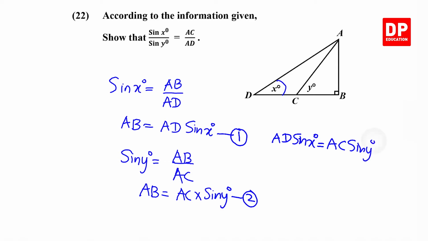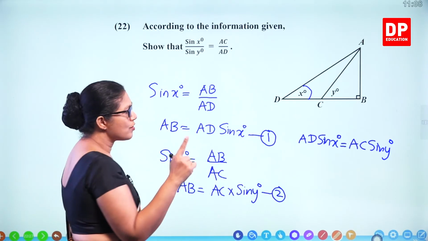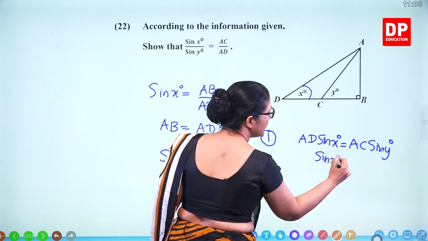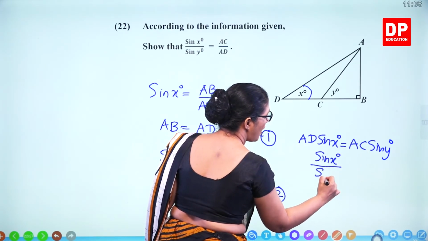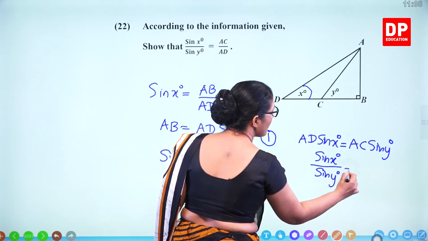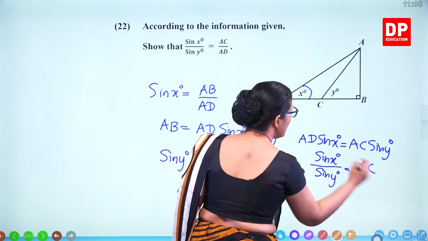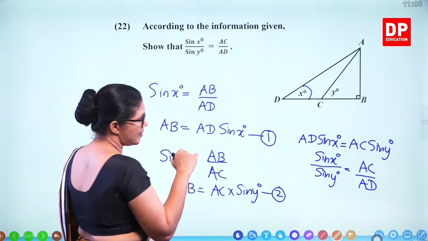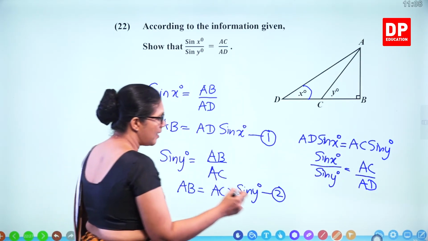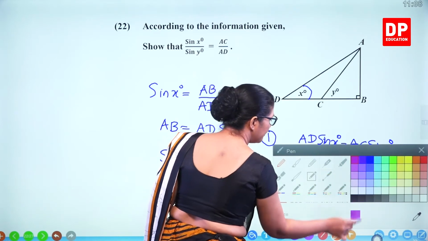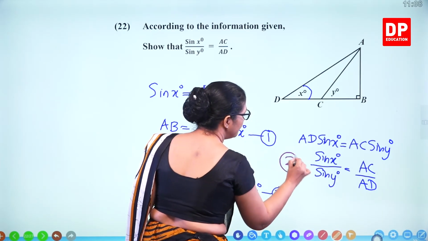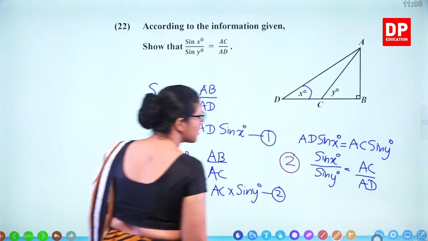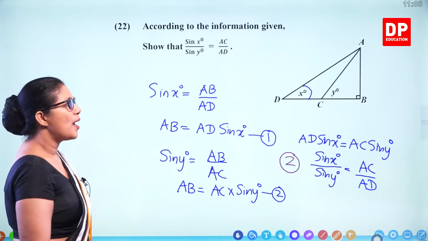Now which ratio do we want? Sin x to sin y. So we'll keep sin x here and take down this sin y. And AC is there, so we'll put AD down. So AC over AD. So you get the answer. So 2 marks for that. Remember the ratio: sine is opposite over hypotenuse.